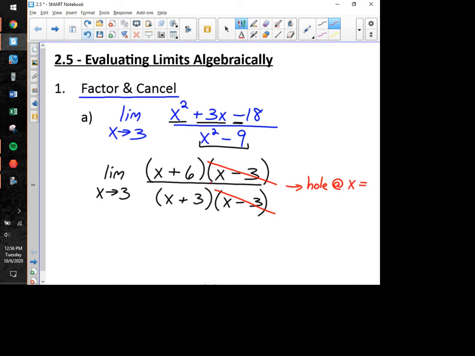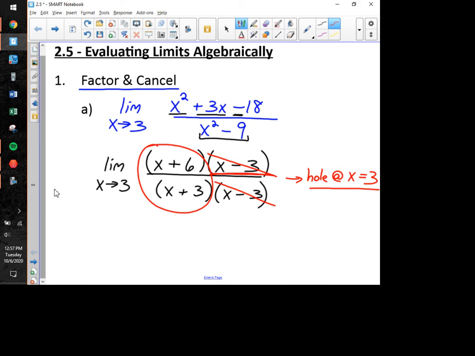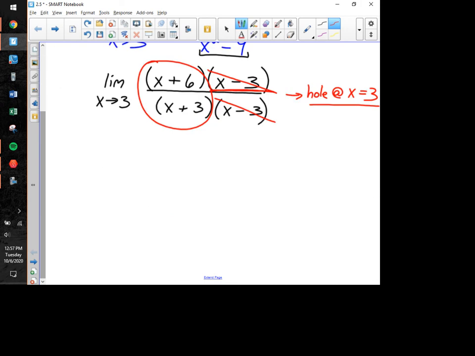The value of x that would make this factor become 0 is 3. So I know that whatever we're left with, which is actually going to be this rational function right here, (x + 6)/(x + 3), has a hole that exists at x = 3. However, for our purposes right now, we're just interested in knowing what the limit of this function is as x approaches 3.